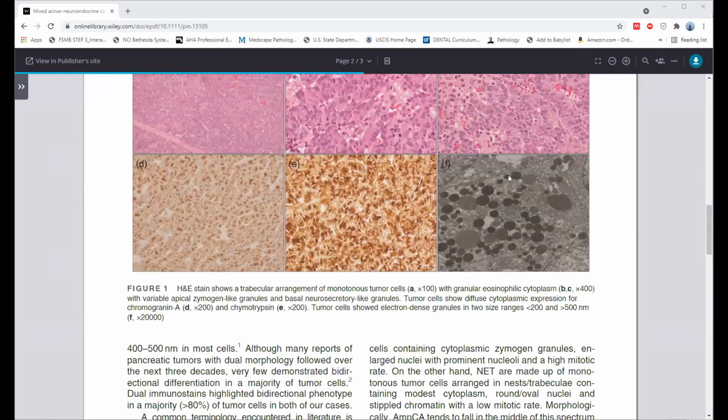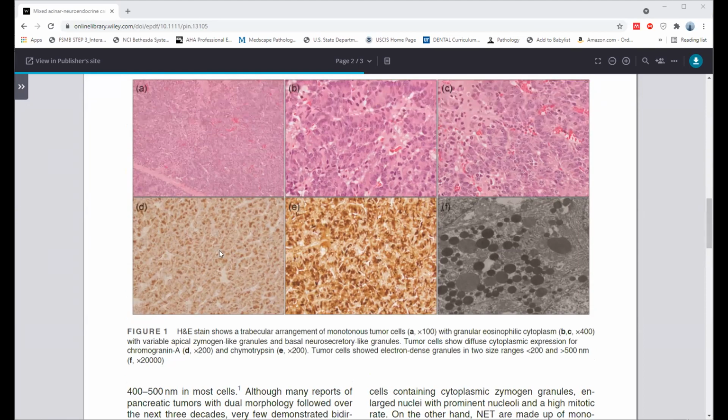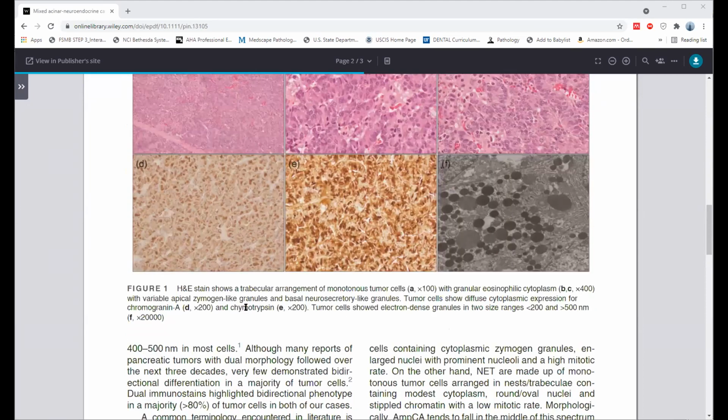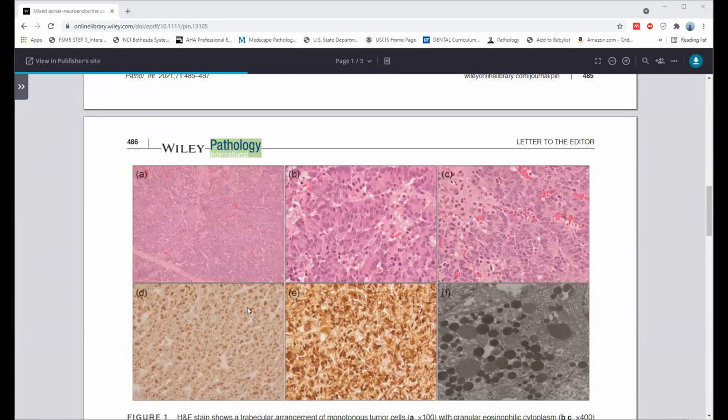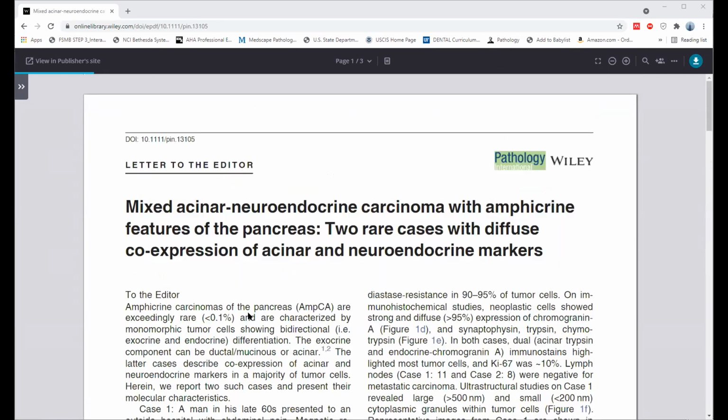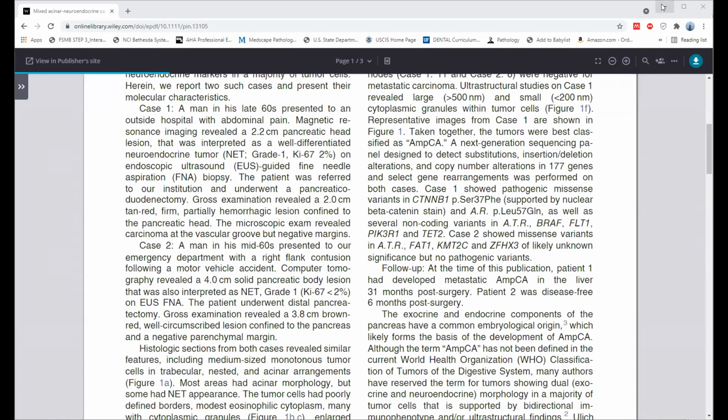Okay, so this is what we called it. And here is the EM image. So we have these smaller granules, and then the larger granules. Nice. So yeah, anyway.